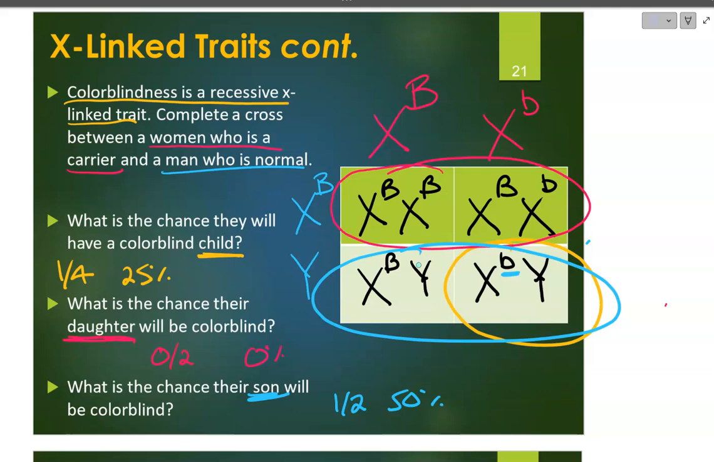So if you're asked a question about that, make sure you're paying attention to if the question is about all of the children, just the daughters, which there's 2 of, or just the sons, which there's 2 of.